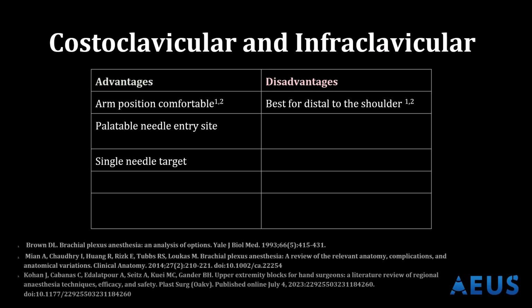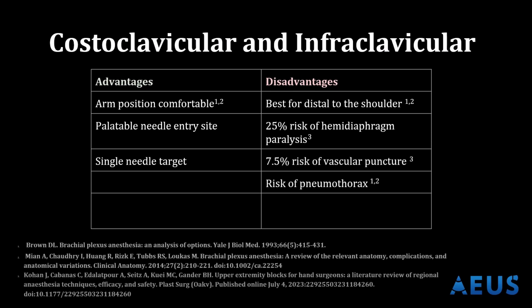Though anatomy charts will show this block covering the shoulder distribution, practically these blocks are used more often distal to the shoulder. There still remains some risk of phrenic nerve involvement, which would not be tolerable in this patient, as well as vascular injury and pneumothorax. And lastly, in the case of the infraclavicular block, the approach requires a steep needle trajectory, and that makes it challenging to keep good needle visualization throughout the block.